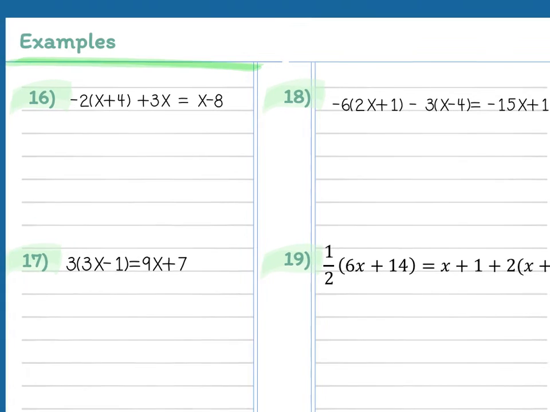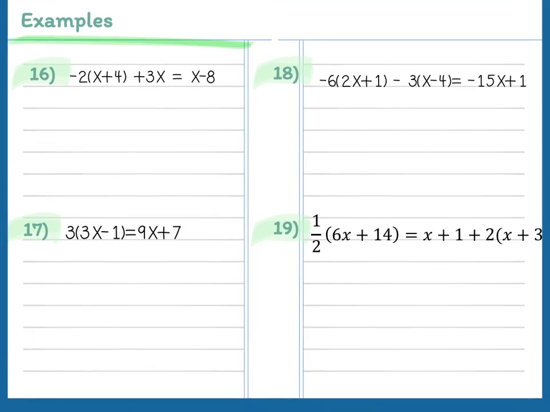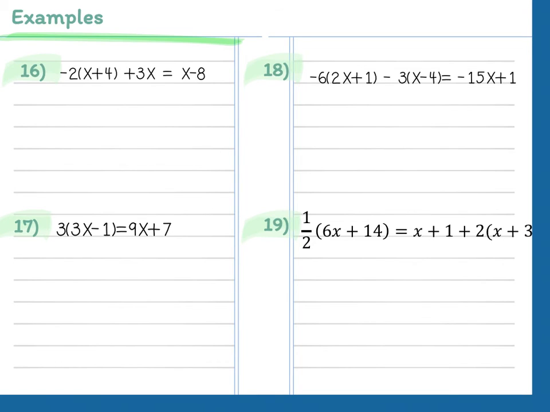So I'm going to start with 16. Actually, I'm going to let you start. Go ahead. Work 16 and 17 out, and then we'll get to 18 and 19.